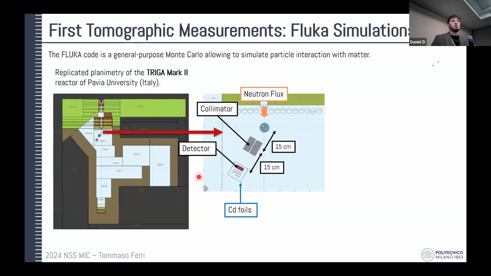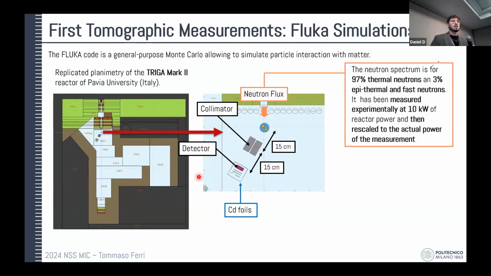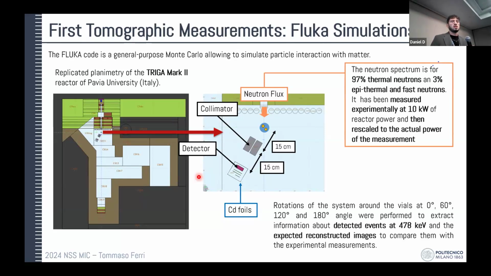And this software allowed us to replicate the planimetry of the reactor and our system. And the neutron flux that was simulated was actually measured experimentally in the same facility at 10 kilowatt reactor power, and then rescaled to the actual power of the measurements. With this information, we actually extract information about spectroscopy performances of our system and expected reconstructed images to compare with our experimental measurements.